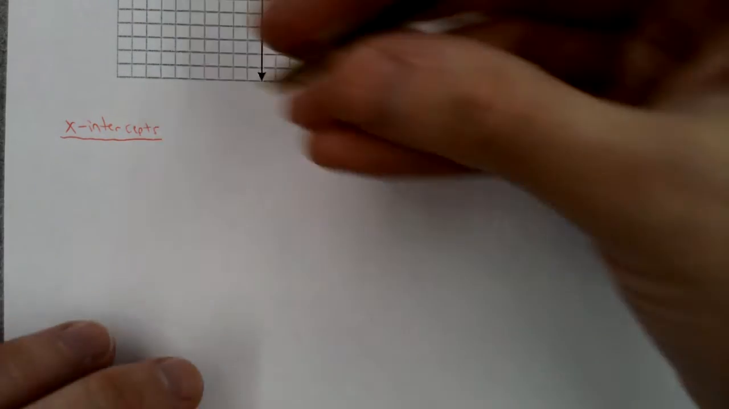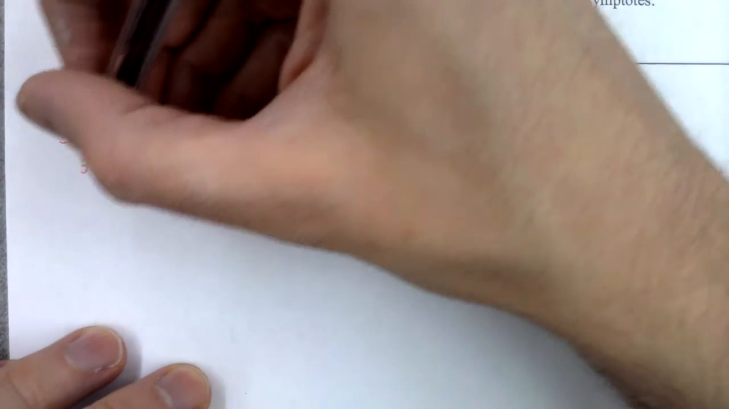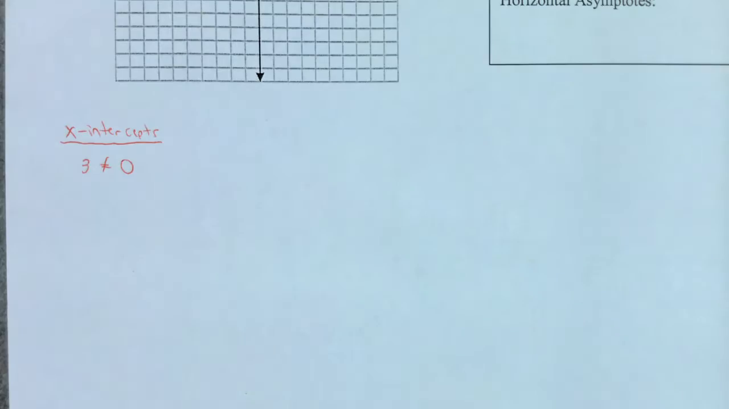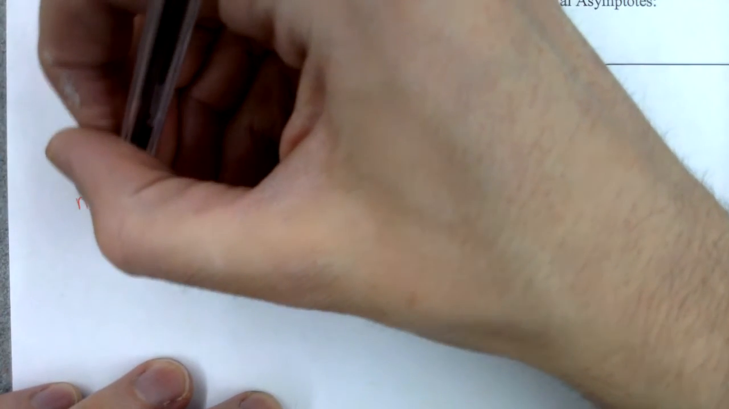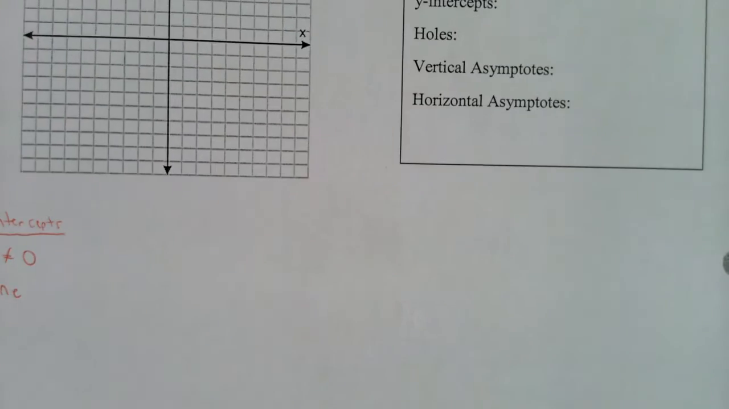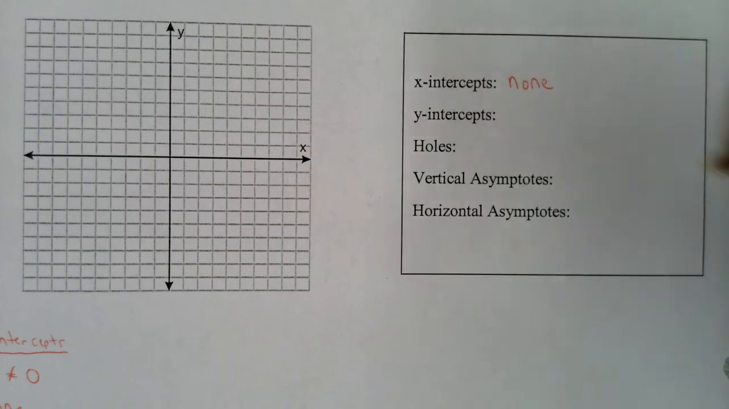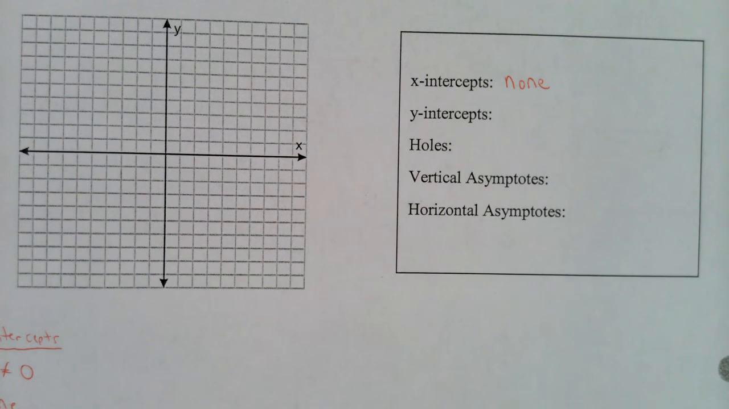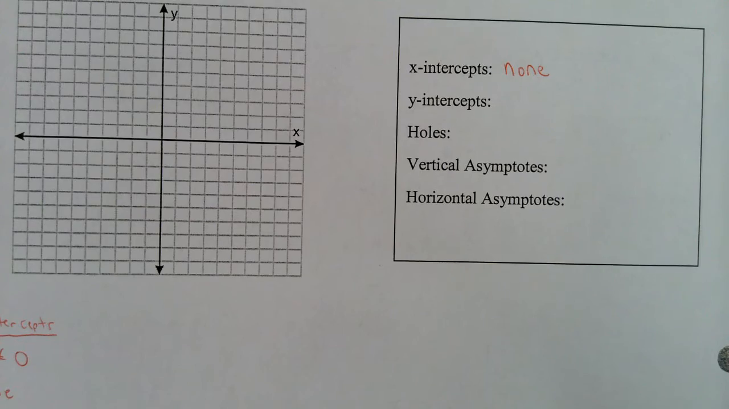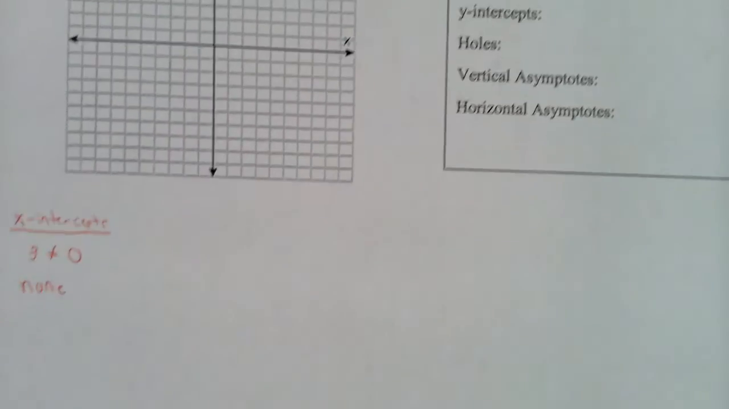Okay, because think about it. The numerator 3 cannot equal 0. That makes no sense. So I'm going to say that there are none. For the y-intercepts, do the y-intercepts next. That's when you substitute 0 in for x.